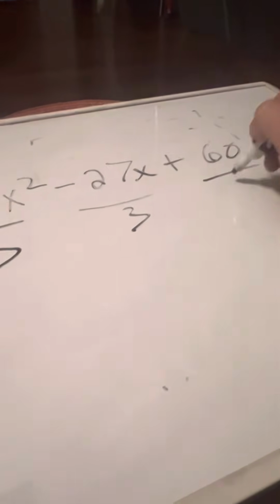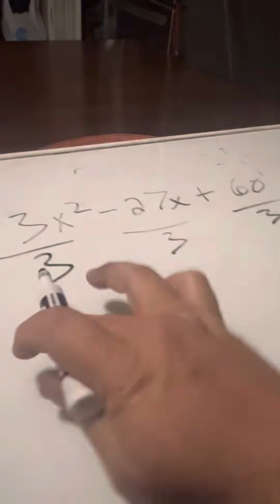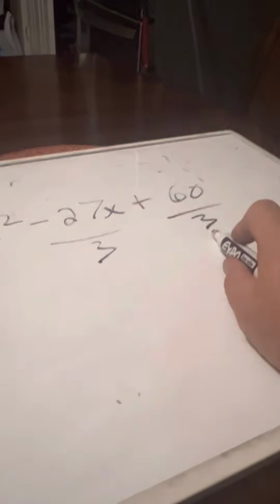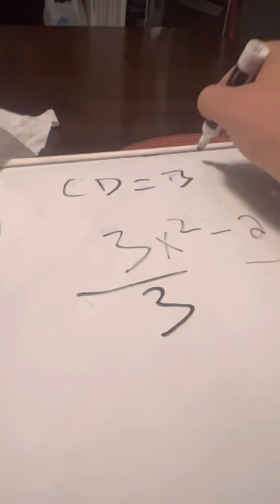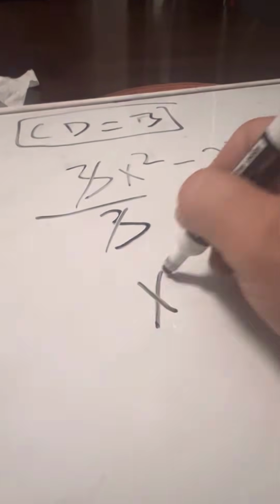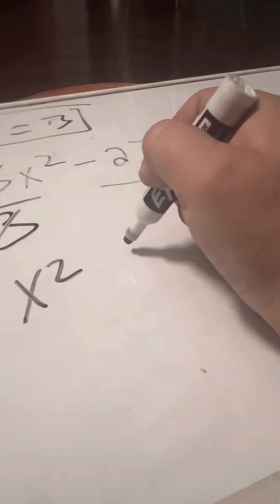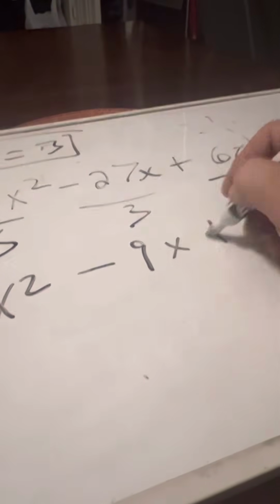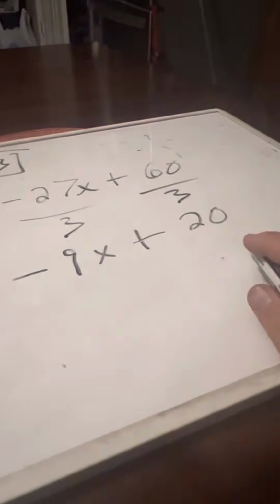So let's do that. Let's divide this by 3, and let's divide that by 3, and let's divide that by 3, okay? And now we know that this is our common denominator because this 3 will go into all of those. So let's just put common denominator 3. That's our special number, okay? Now these 3's cancel. So now you have x squared. 27 divided by 3 is what? 9. And then it's a negative x plus 60 divided by 3 is what? 20. Now look how much easier that is.